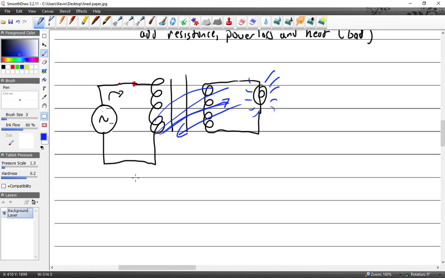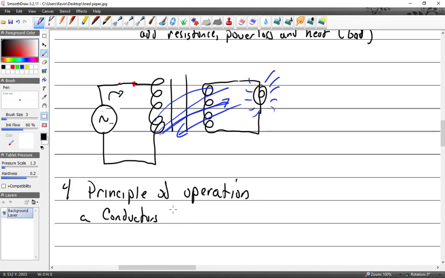All right. So what did I just say? A lot. Is anything worthwhile? Principle of operation. All right, conductors have a magnetic field when current flows.